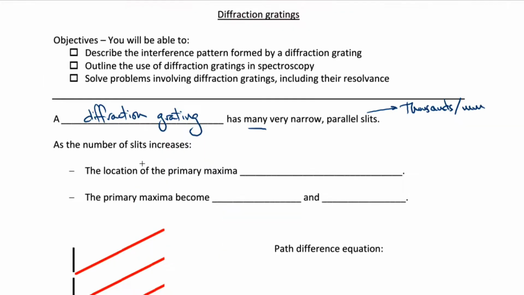So as the number of slits increased, we saw that the location of the primary maxima, those big sharp maxima, doesn't change. However, the primary maxima themselves become sharper. And although we couldn't see it in the simulation, they also become brighter. As you have more slits, you're letting more light through in total, so they get brighter.